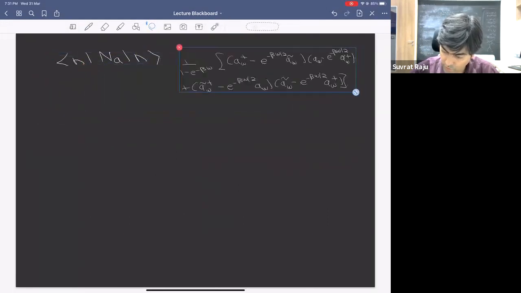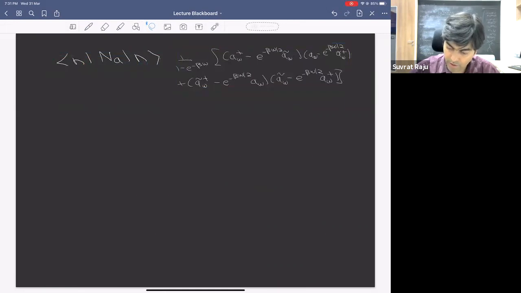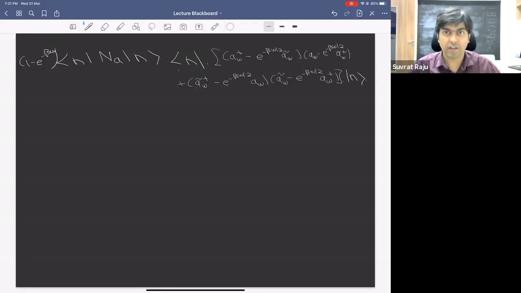Okay, let's forget about this 1 minus e to the minus beta omega. Let's put an n here and an n here. Okay. You might have to squint a little bit at the screen, but just notice that there are various expressions here, and we can very quickly put a bound on what this expression has to be.